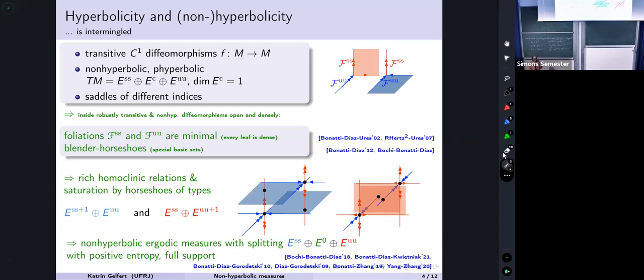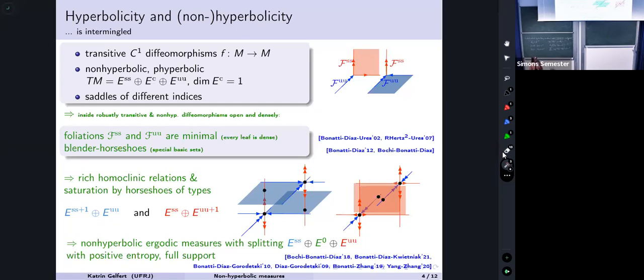So besides the dense subset of horseshoes of each type, there also exist non-hyperbolic ergodic measures, and they have been constructed in a number of articles, for example by Bochi, Bonatti, Díaz, and Kwietniak. They can be constructed with positive entropy. They can be constructed with full support. Here I give some key references of works dealing with the construction of non-hyperbolic ergodic measures.